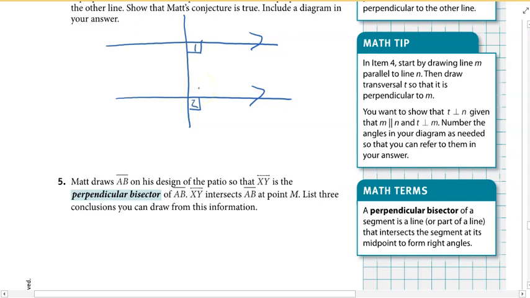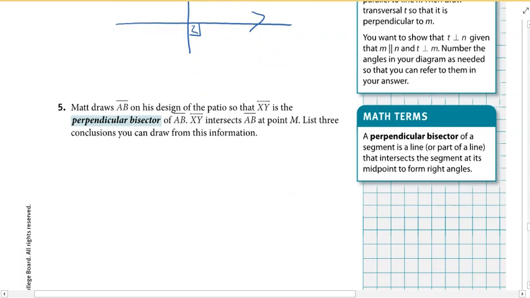All right, question number 5 now. Matt draws segment AB on his design of the patio so that line XY is the perpendicular bisector of AB. What three conclusions can you draw from this information?